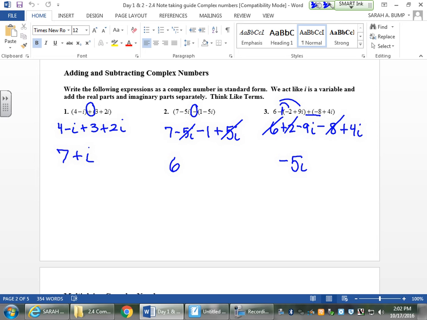So we end up with a pure imaginary. So the first one was imaginary, second one was real, and the third one was pure imaginary.